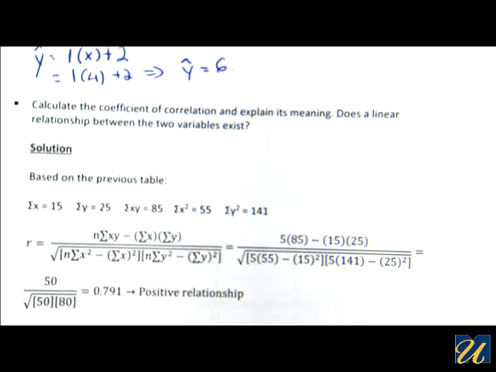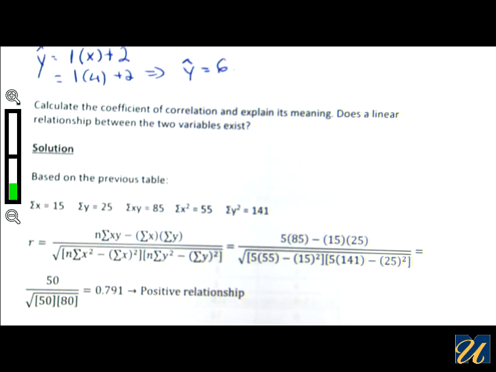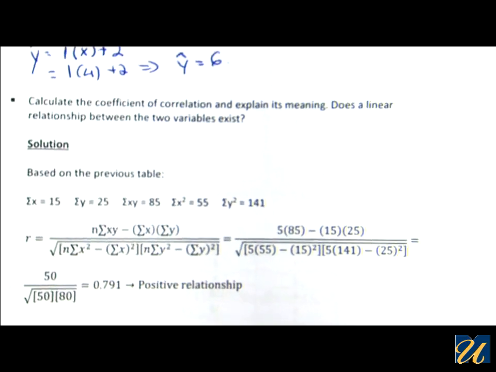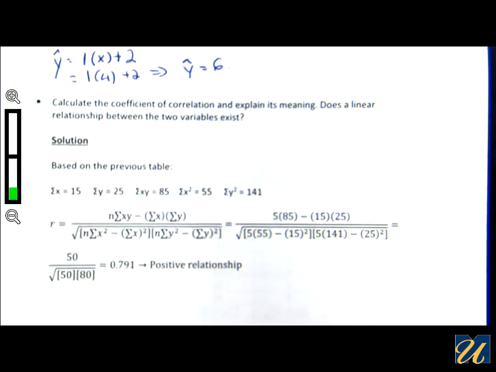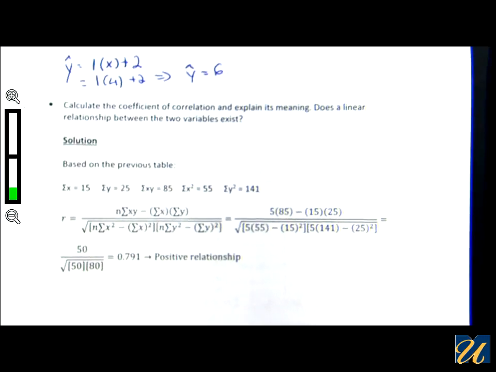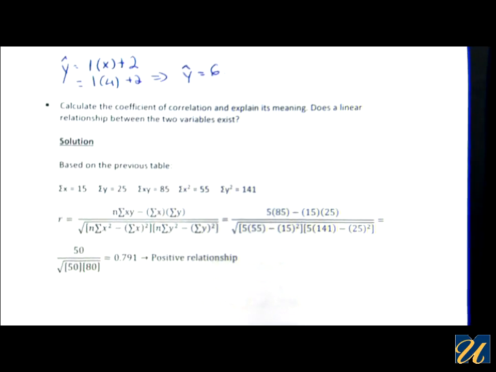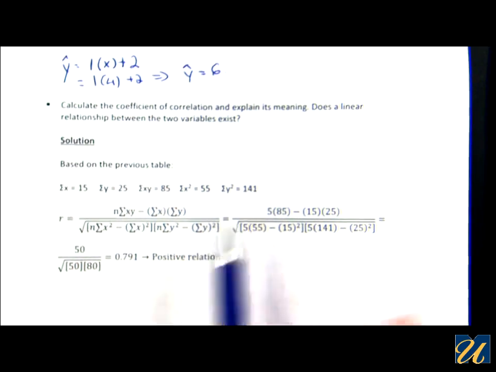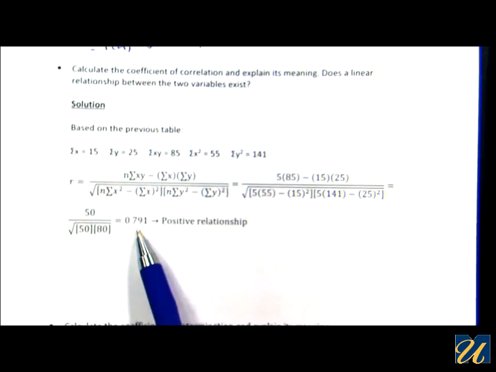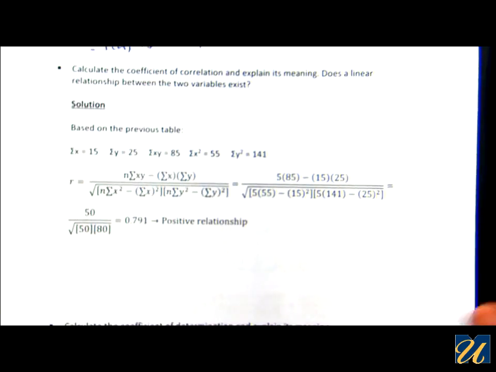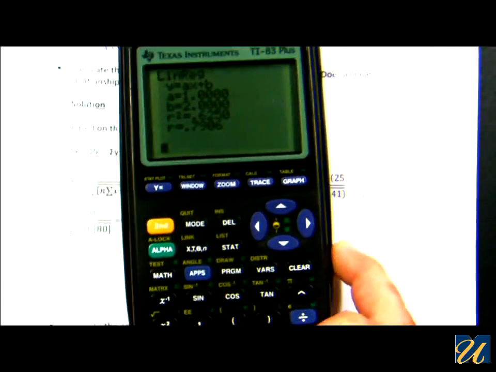Calculate the coefficient of correlation and explain its meaning. Does a linear relationship between the two variables exist? So, if we were to use the formulas, you already have the table from the previous question. You plug in the numbers and you find that r is equal to 0.791. You also have that information.